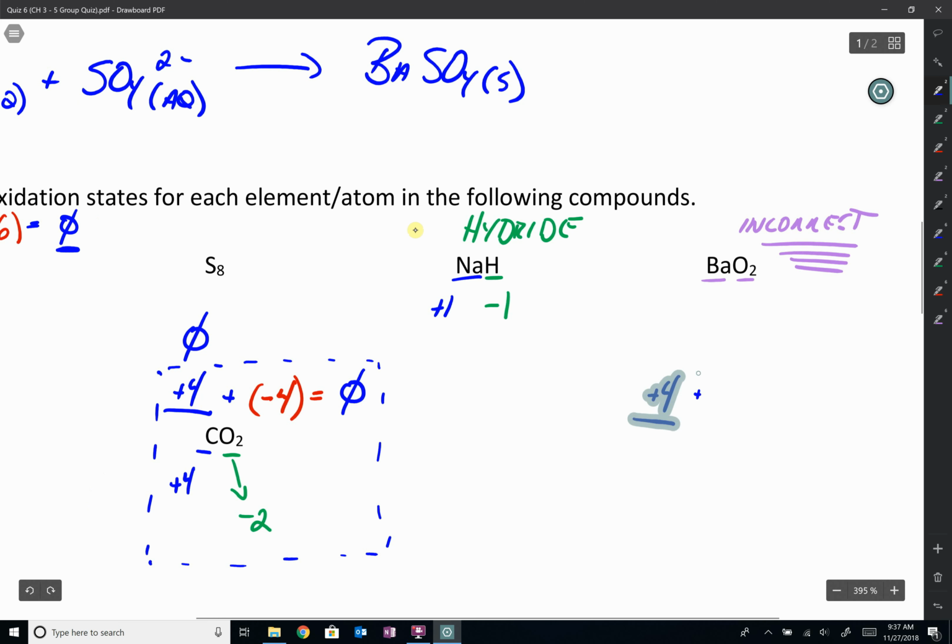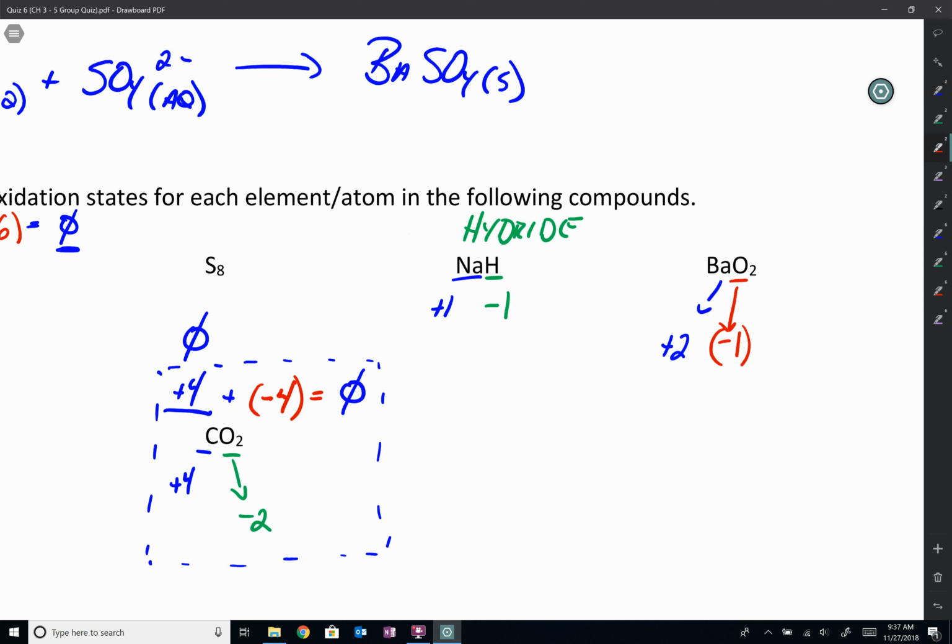So I'm going to erase all this incorrect stuff. I just wanted to show you guys, right? Be careful with oxygen. Barium is +2. And if barium is +2, we have 2 oxygens. Each oxygen has to be -1, right? Can oxygen have a -1 charge? Well, the answer is yes. This is a case where we have something known as a peroxide.